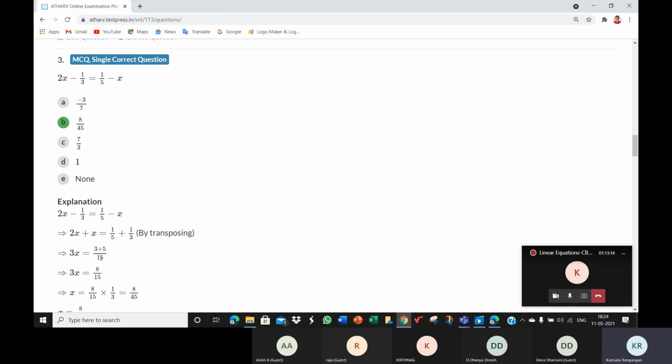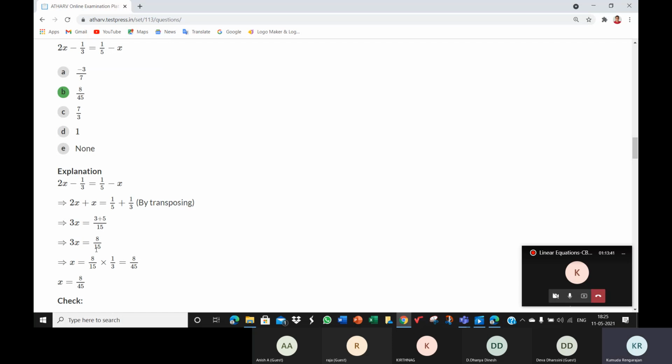That's the first step. Next, how will 5 become 15? When 5 is multiplied by 3. Multiply that to the numerator. 1 into 3 is 3. That's what you see here. Plus, how did this 3 become 15? Multiplied by 5. So multiply that 5 to the numerator. So you get 1 into 5 is 5. And 3 plus 5 is 8. 8 by 15.